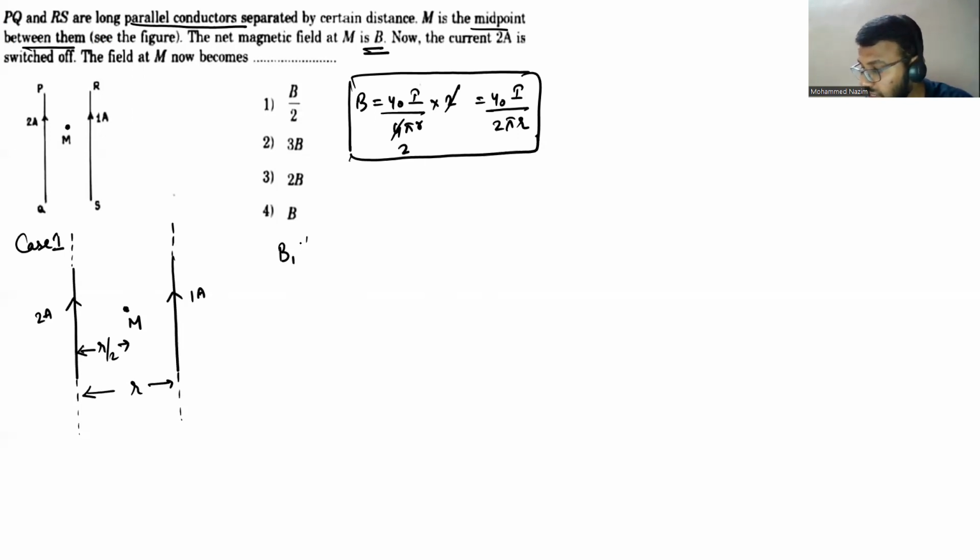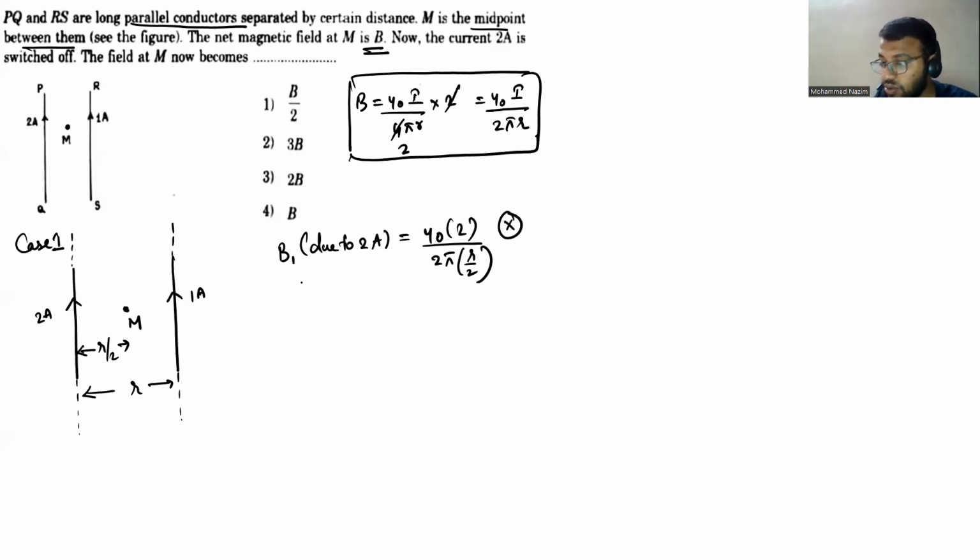Due to the 2 ampere wire, I'll call it B1. So it is going to be mu naught I, that is 2, divided by 2 pi R, where R becomes R by 2. And what is the direction, students? Inward. And due to the 1 ampere wire, because two wires are going to produce magnetic field at point M, the 2 ampere wire and one more, the 1 ampere wire.